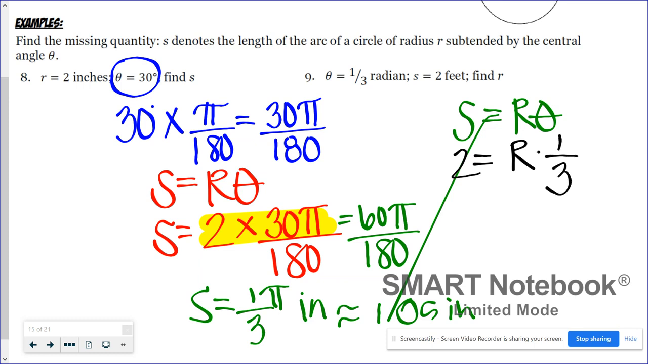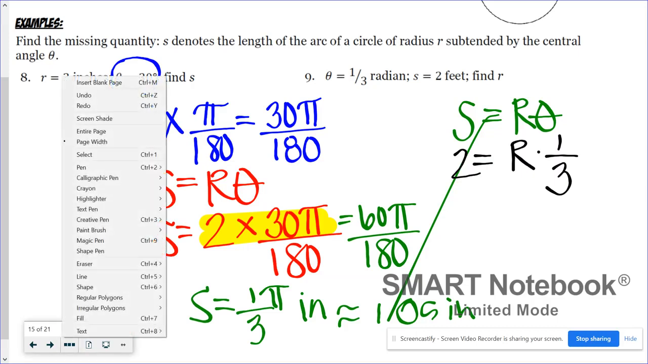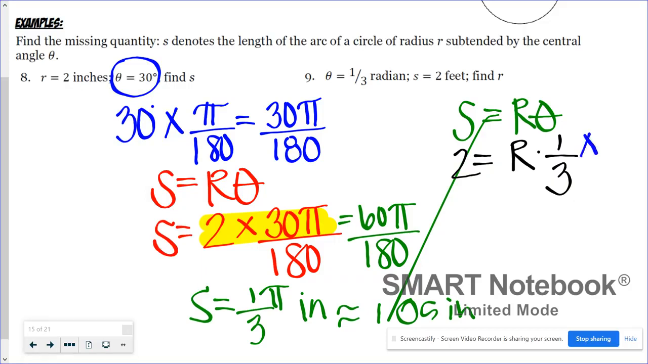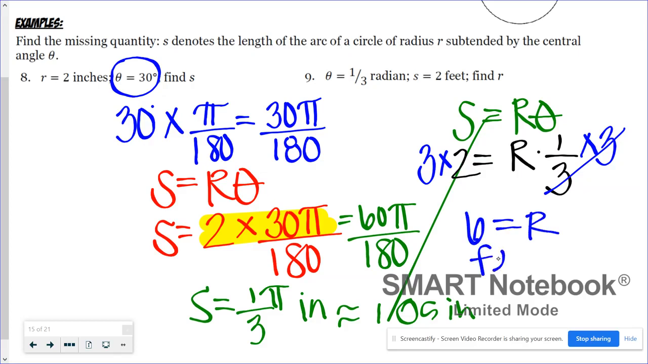And then once you see it on your paper, you could be like, oh, so I need to multiply both sides by 3, because it's all the denominator's fault with fractions, right? So if I multiply both sides by that denominator of 3, that fraction goes away. I get 6 is equal to r. So we're looking at 6 feet to be the radius of this circle that has an angle measuring 1/3 radian and whose arc length is 2 feet.